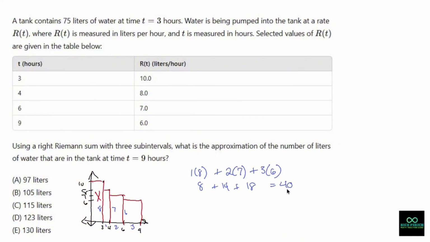Now if you're like, 40, that's my answer, no. 40 is what we get between 3 and 9. What we also have is the fact that it already has 75 liters in it. So there's 75 liters plus the 40 that we gain using the right Riemann sum, which is going to give us 115. So it's a very tricky problem, a very bizarre problem. Riemann sums aren't everybody's favorite, but that's how I did it, and that's the answer. Fun.